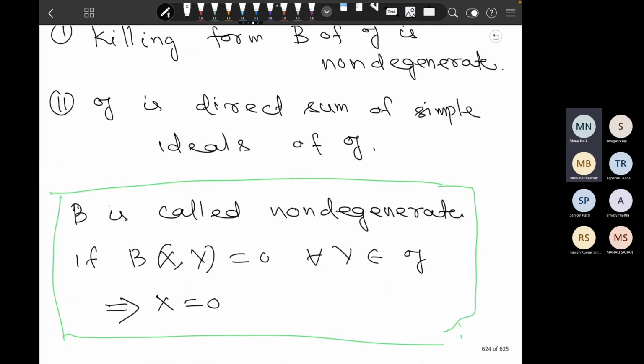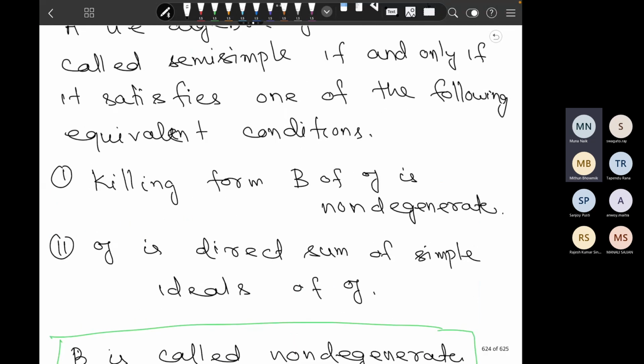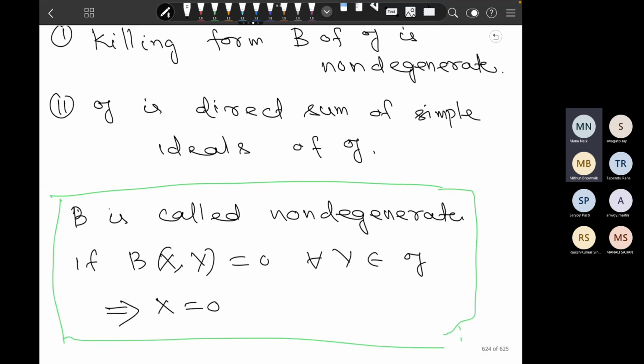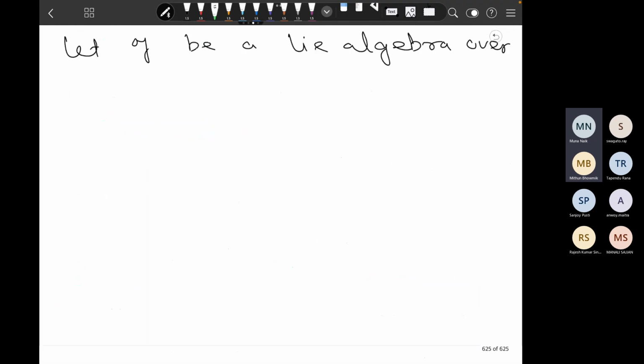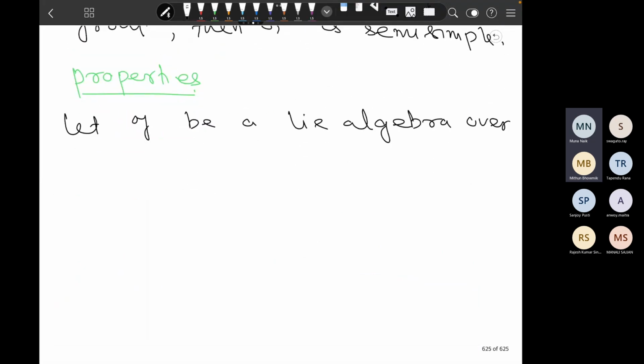By the way, I didn't tell you this. You can see the equivalence of these two. For the proof that these two things are equivalent, you can see Humphreys or Helgason. For Lie algebras, Humphreys is a very good book actually, and it is really very well written. It is also well written in Helgason actually. Okay. So let G be a Lie algebra over K.